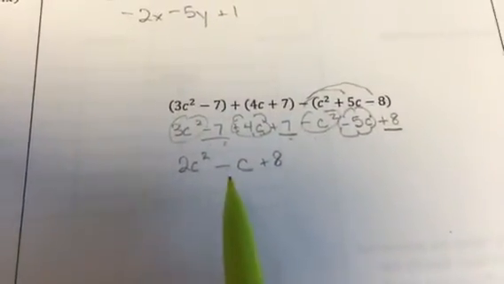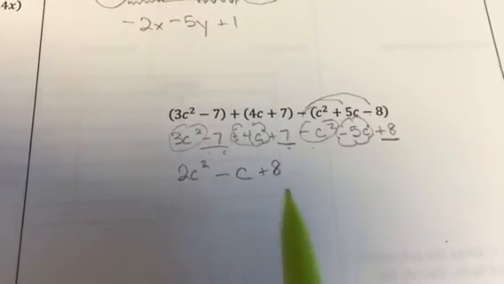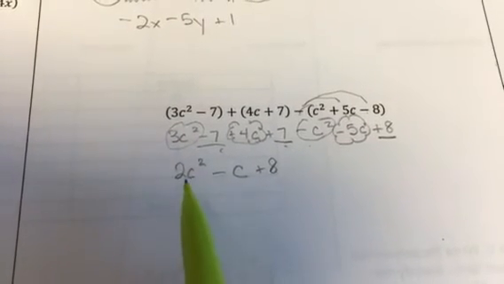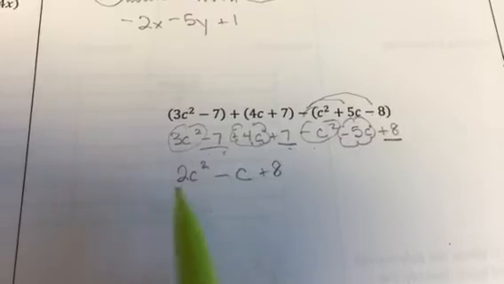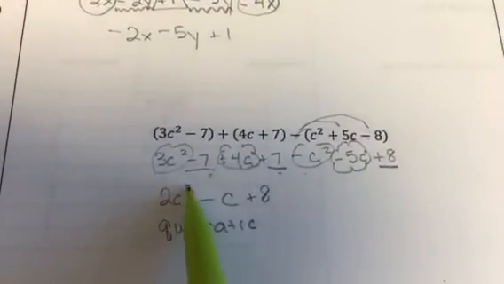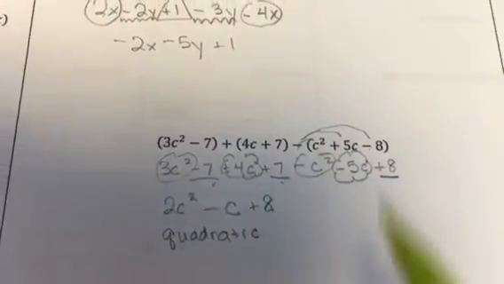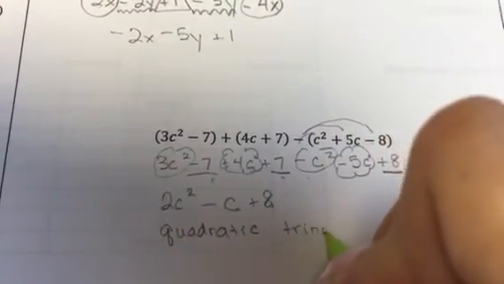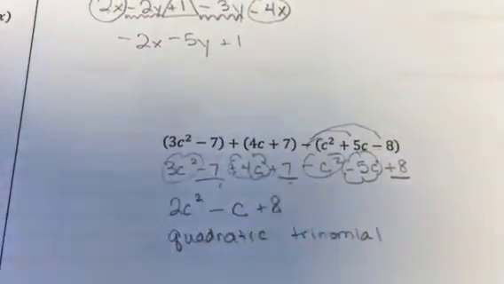If I were going to name this guy, its first and last name. First, we need to talk about its degree. The highest exponent in this polynomial is a 2. So if you go back and look at your chart, we call this a quadratic. And this has 1, 2, 3 terms. So this is a trinomial. That would be its first and last name.